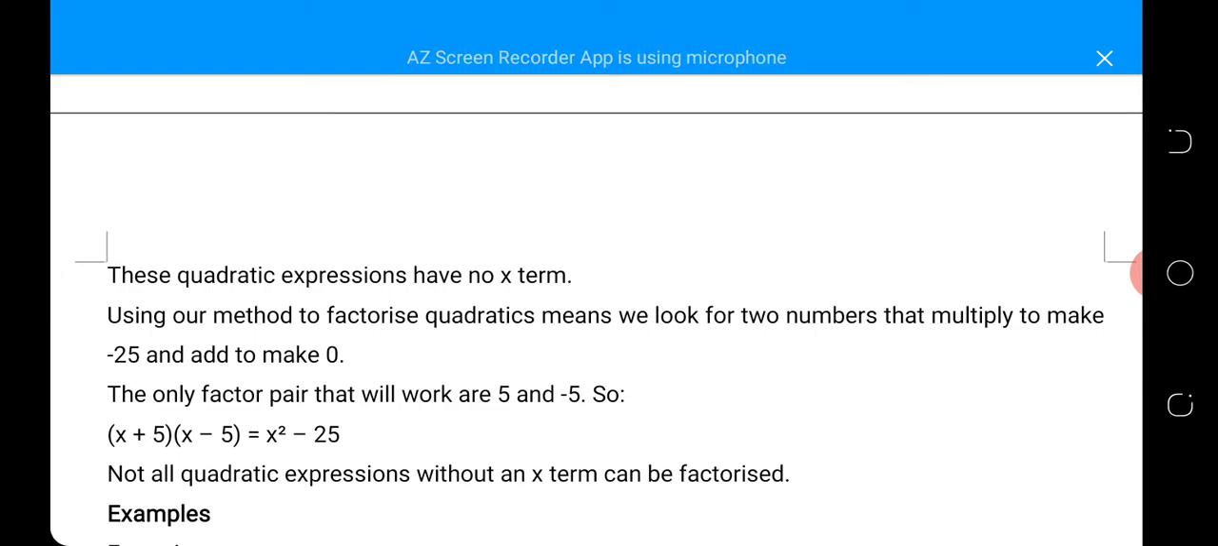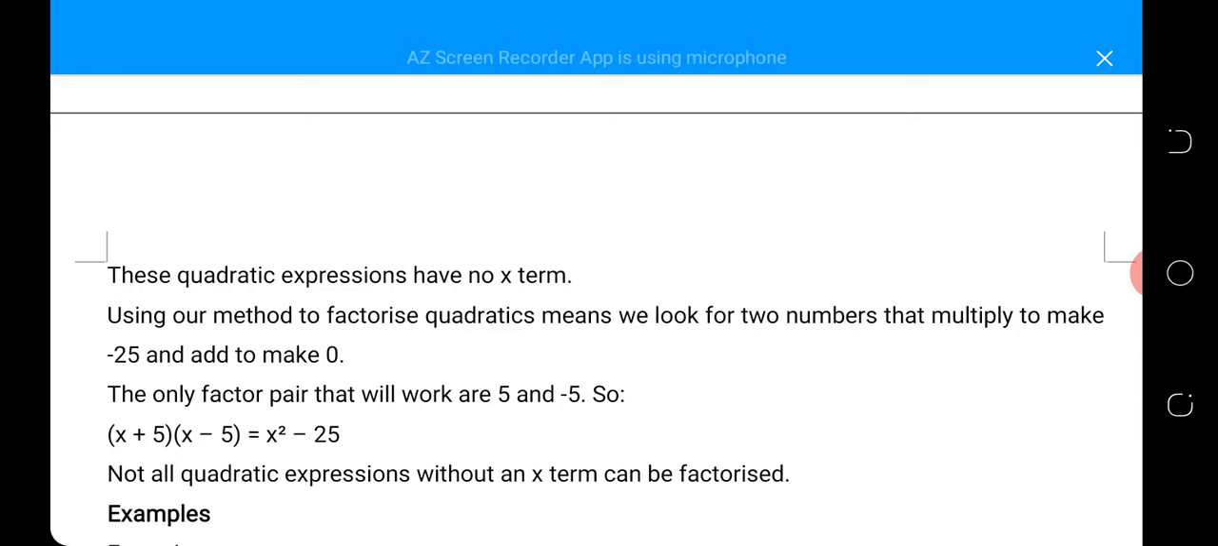Using our method to factorize quadratic expressions means we look for two numbers that multiply to make minus 25 and add to make 0. Since there is no term in x, it means that the coefficient of x is 0. So the only factor pair that satisfies these conditions is 5 and minus 5.